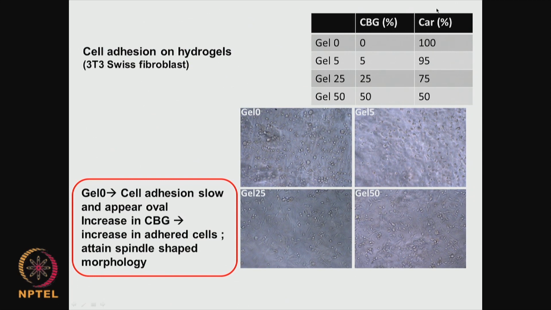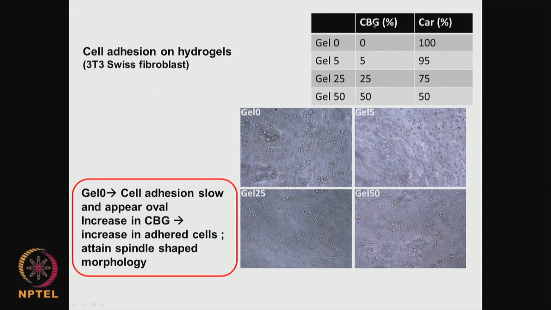This is carrageenan. So, we prepared 4 types of gels, one with no beta glucan, only carrageenan. Beta glucans are also supposed to have immunomodulating properties. This gel is prepared only with 100% carrageenan. This gel is prepared with 5% beta glucan and 95% carrageenan. This gel 25 is prepared with 25% weight percent and 75% carrageenan. This gel is prepared 50-50. So, 4 different gels with increasing beta glucan.